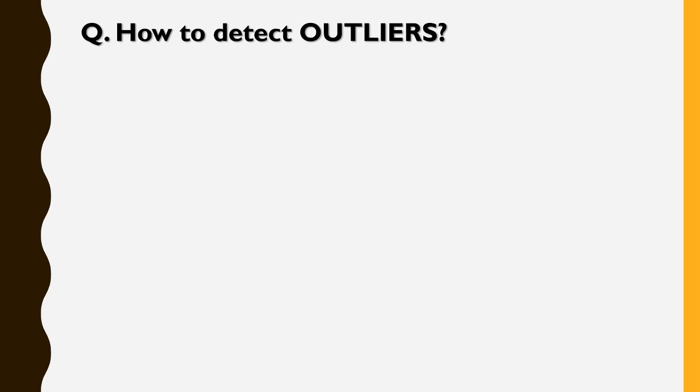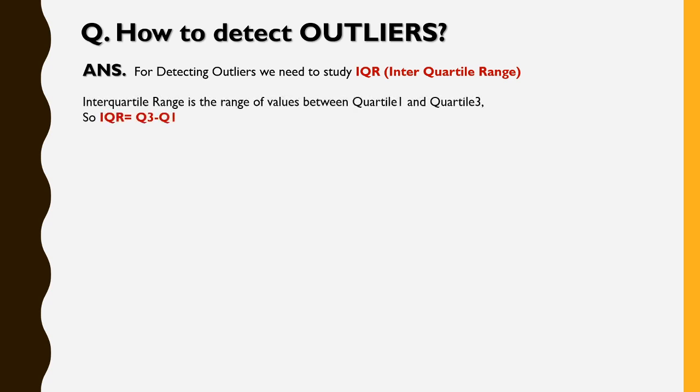Now the point is how we can detect outliers. The answer is, for detecting outliers, we need to study IQR. As I showed you in the previous slide, we need to find a range, and the one that is out of our range will be called an outlier. The range here is defined with the keyword IQR, which is the interquartile range. So before going forward, we must know what IQR is. IQR, the interquartile range, is the range of values between quartile 1 and quartile 3, and we can find it with the formula IQR equals Q3 minus Q1.